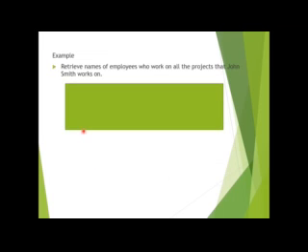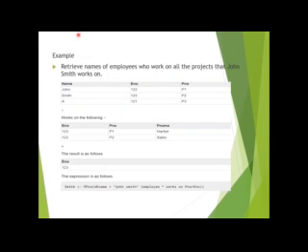Then another example: retrieve names of employees who work on all the projects that John Smith works on. Here, let's assume that you have a table like this, containing the information like name, employee number, P number, then works on the following: 1, 2, 3, that number, then P name: market, sales, and so on. The result is as follows: 1, 2, 3.